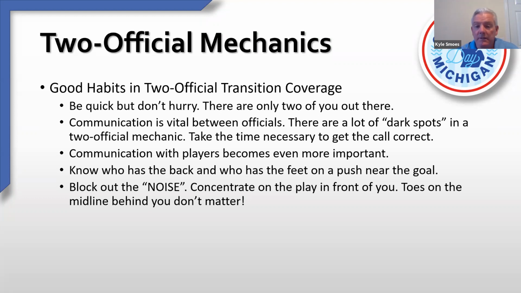And when you think about it, we could have had a really bad cross check, or somebody hit somebody with the butt end of a stick behind us. That's bad. That's terrible. We don't want to miss that, but we can't see it. Toes over a midline, in the grand scheme of things, in a 2-man, is not something we're going to worry too much about, because there's nothing we can do. We've got to stay with the play.